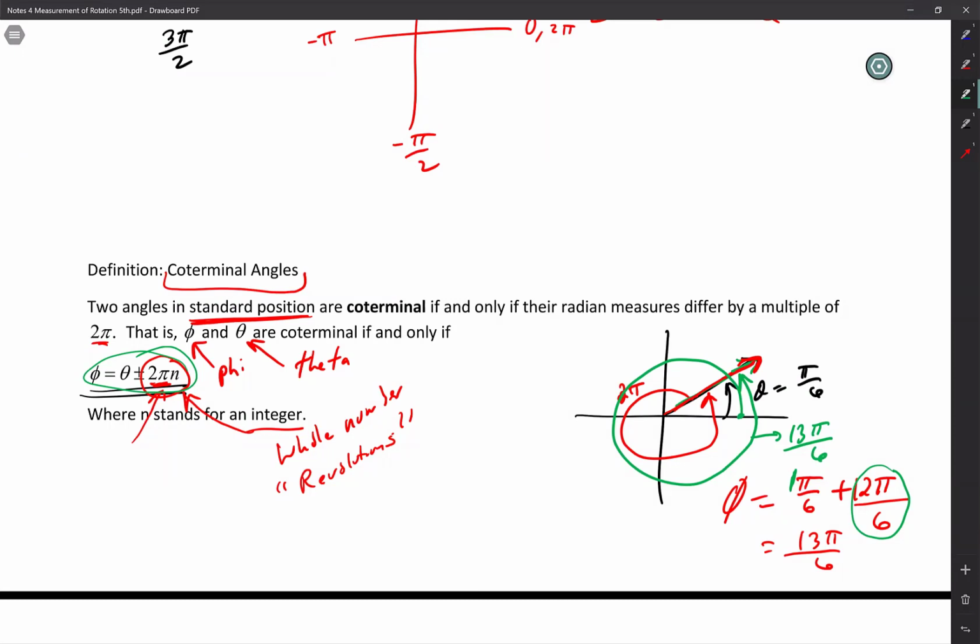Phi and theta are just symbols for angles. We could use any type of symbol. Sometimes they use beta, that stands for beta. Sometimes they use alpha, that stands for alpha. Those are the main ones, but they can use any symbol.